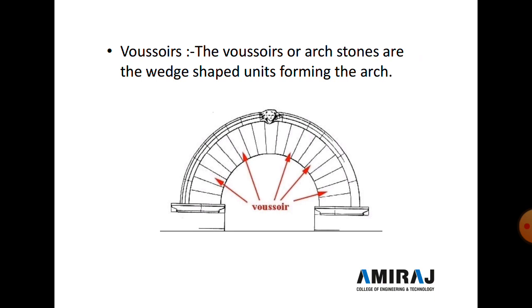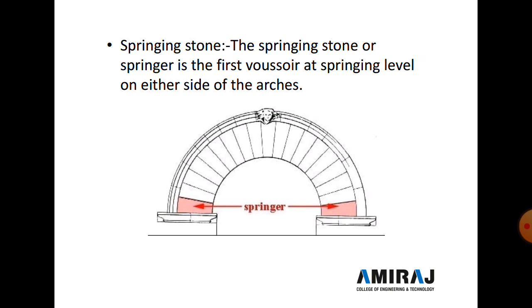The next technical term is the springing stone. So what is a springing stone? The springing stone, or springer, is the first washer at the springing level, on either side of the arc. So it's the starting or the end of the curvature of the arc. The stone provided there is known as a springing stone.